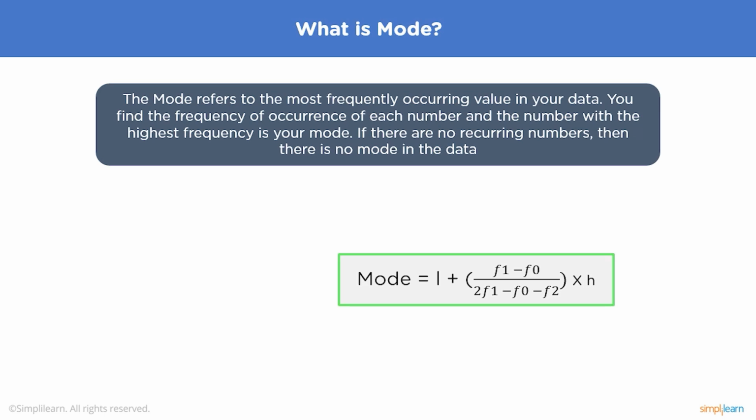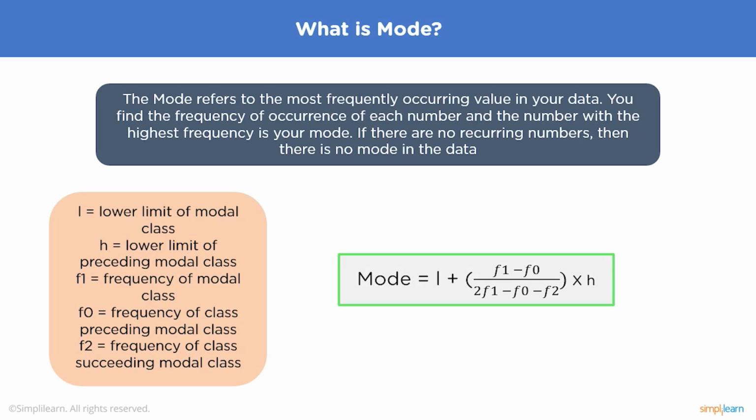What do these terms mean and when do we use this formula? This formula can only be used when our data is in the form of a range of values and the specific values are not given. In this case, L is the lower limit of the modal class. Modal class is nothing but the class which has the highest number of terms. H is the class width. F1 is the frequency of the modal class. F0 is the frequency of the class preceding the modal class, or the class which comes before our modal class. F2 is the frequency of the class which comes after our modal class.